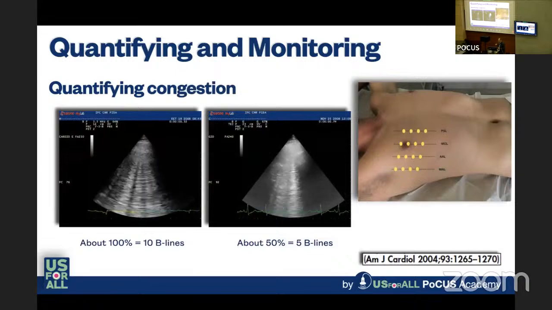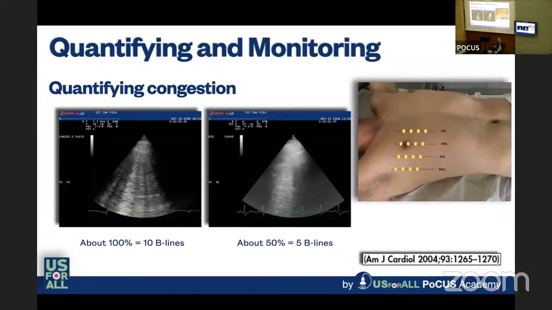In the last slide, we also have the possibility to monitor the congestion. Of course, the difference is that in aeration, we need to score the consolidation. In scoring the congestion, and this is mainly for cardiologists, we only score the B lines. And there are different methods.